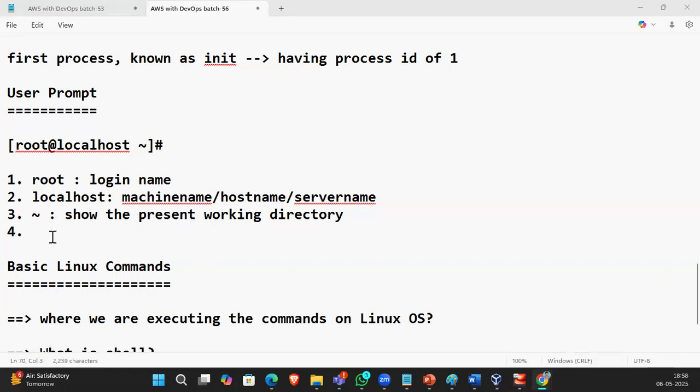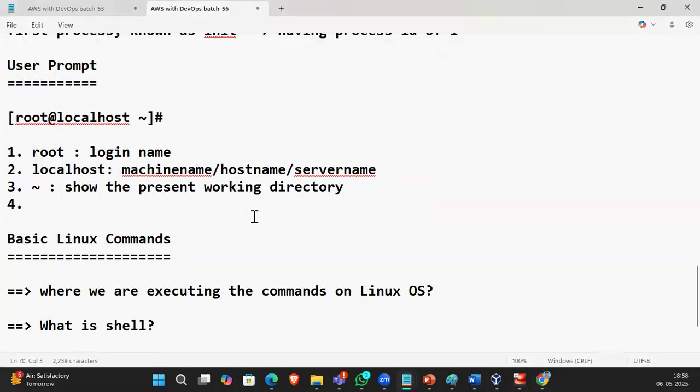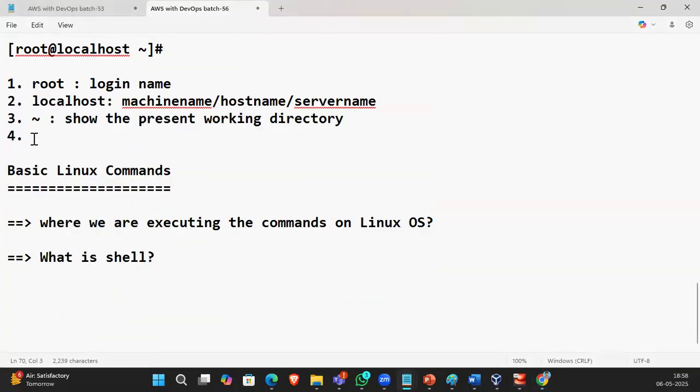Yeah. What is user prompt? Tilde is nothing but it shows the present working directory. Okay. What is that? PWD. So PWD is nothing but where you are. Guys, where are you? You are under slash root. So it shows the present working directory. Okay. And what is it?